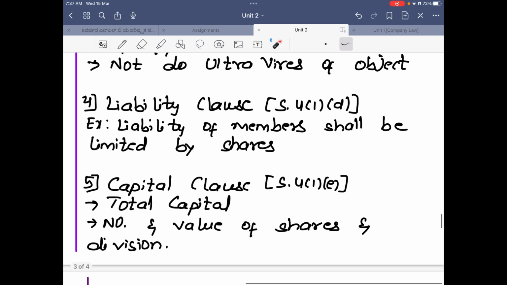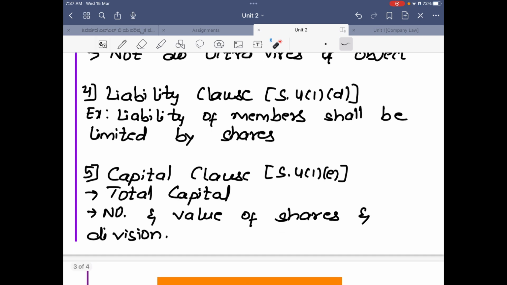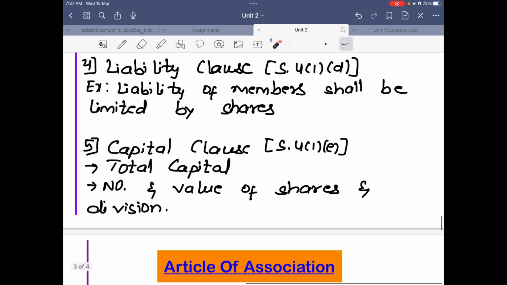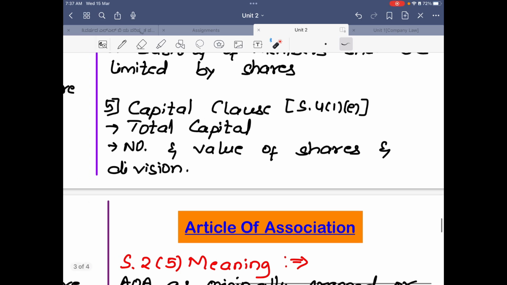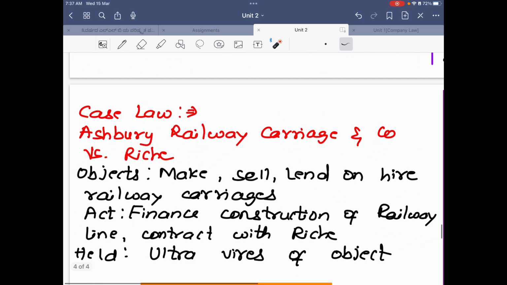The next is the liability clause. For example, the liability of members shall be limited by shares. They have to specify the liability of the company, whether it is limited by guarantee, limited by shares, or an unlimited liability company. They will have to mention a liability clause in the memorandum of association. The next is the capital clause. They have to mention the total capital, the number and value of shares and divisions: what is the total capital of the company and how many shares it is divided into.